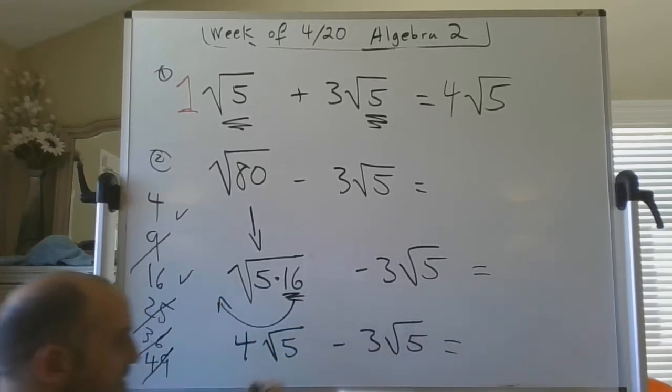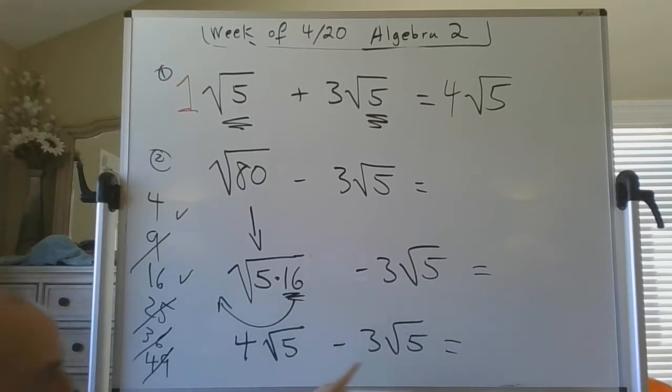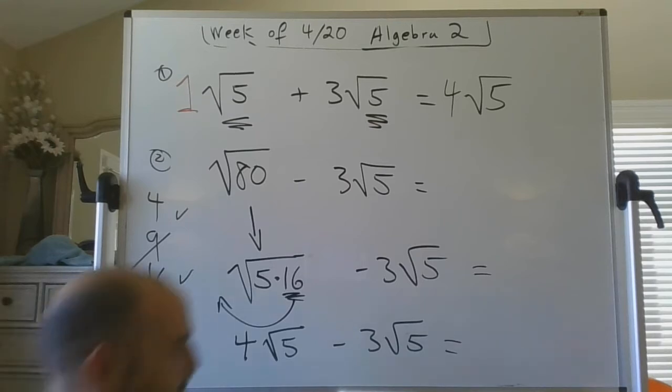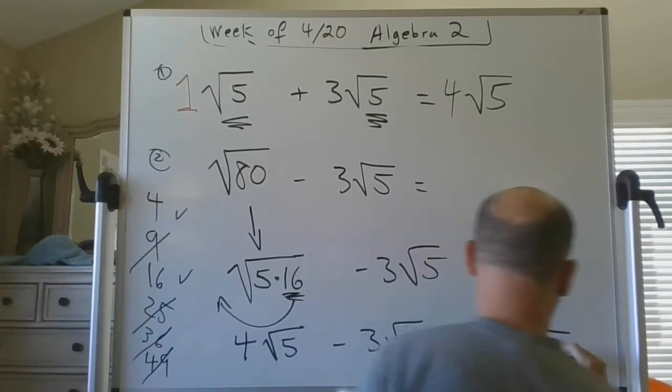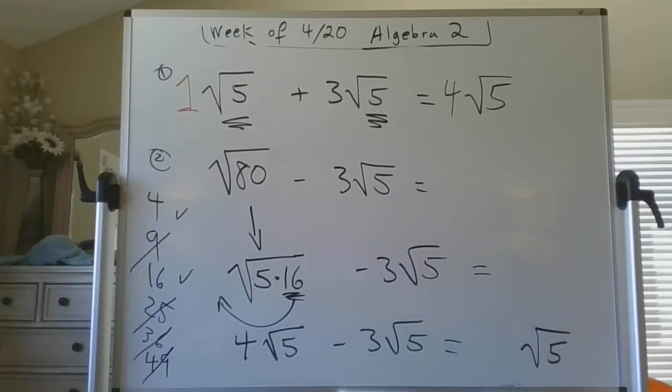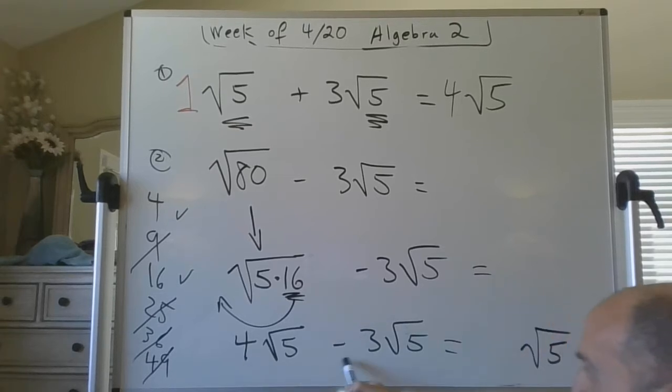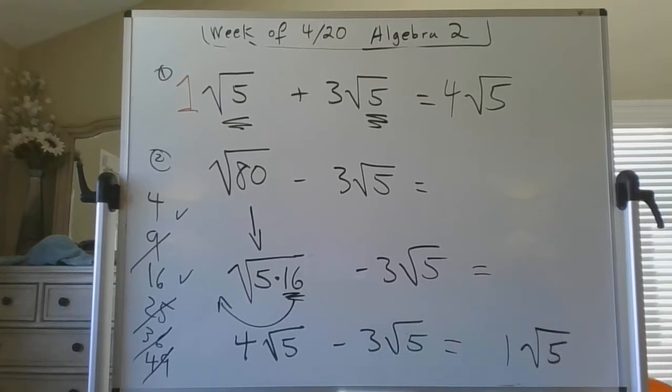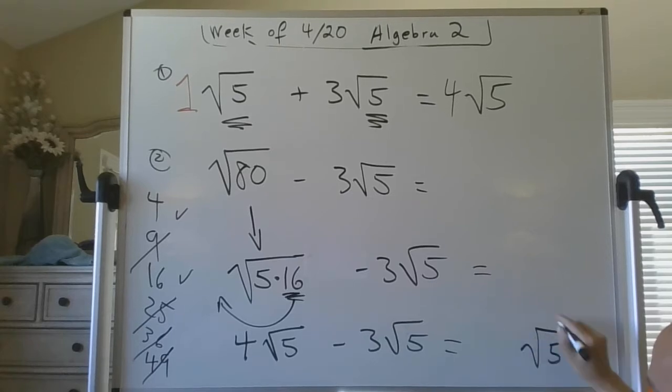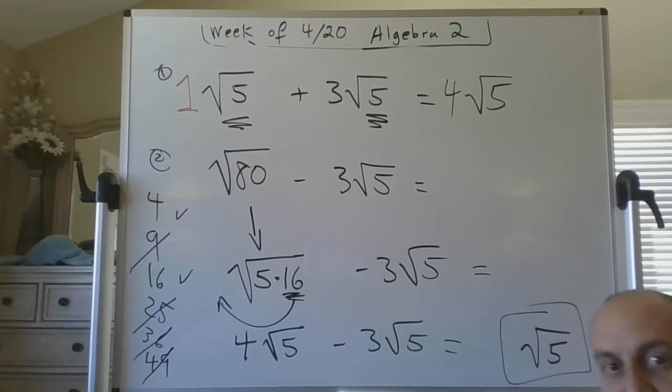Now, if we look back, we say, wait a minute. Those are now like terms because they both have the same base, which is square root 5. So now we're simply going to subtract the coefficients. 4 minus 3 is 1 square root 5. You can leave it like that. That's okay. I'm just letting you know you're never actually going to see it like that as an answer. Instead of 1 square root 5, you're just going to write down square root 5 because the 1 is invisible.